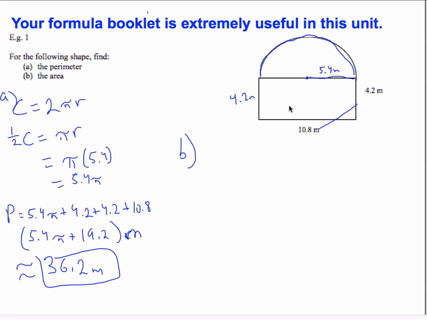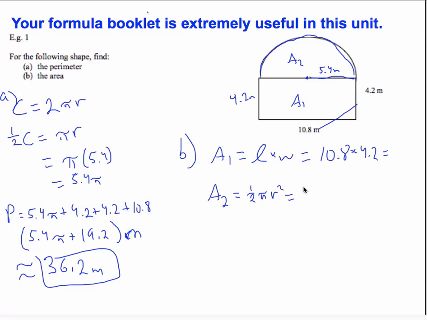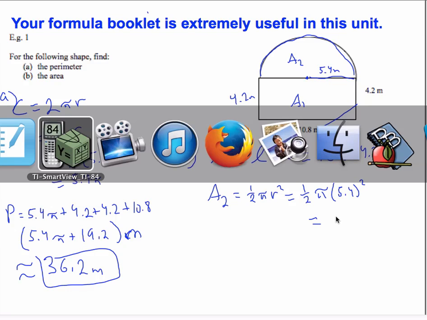Okay, part B, we're looking at the area. First let's divide this into two regions, A1 and A2. Then we're going to add them together. In A1 we have a rectangle, so it's just length times width, which equals 10.8 times 4.2, which I'll get on the calculator in a second. The second area is half of a circle. Normally a circle is pi r squared, so it's half times pi r squared, which equals half times pi times 5.4 squared. We're going to get these answers on the calculator now.